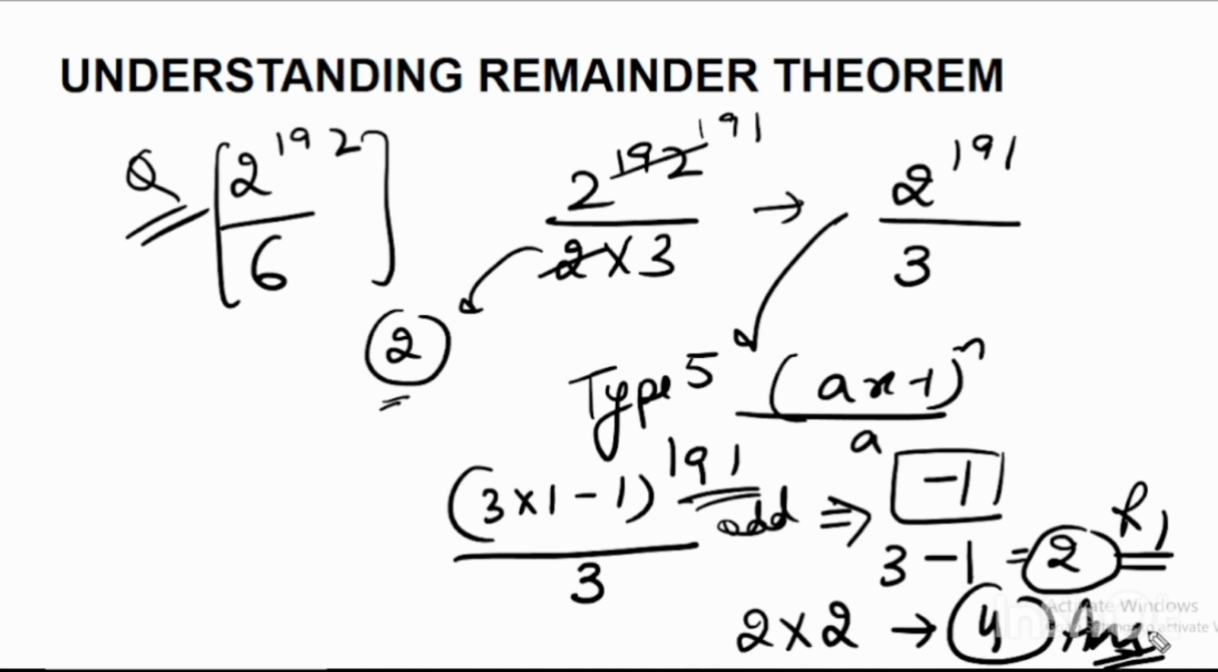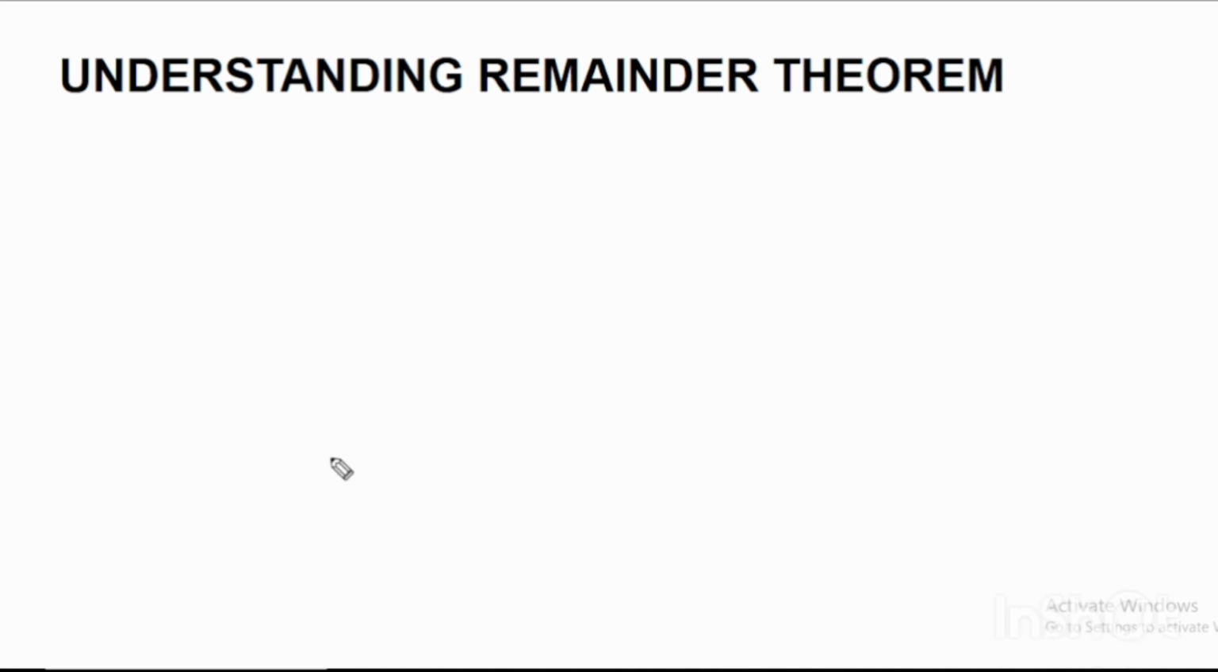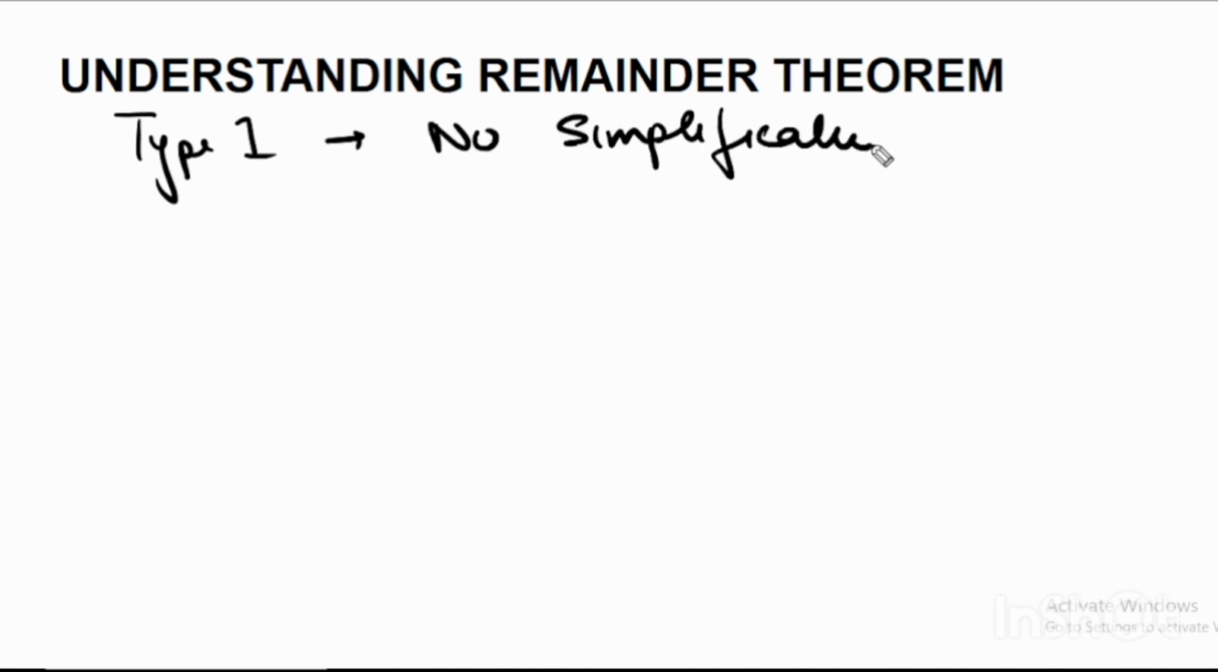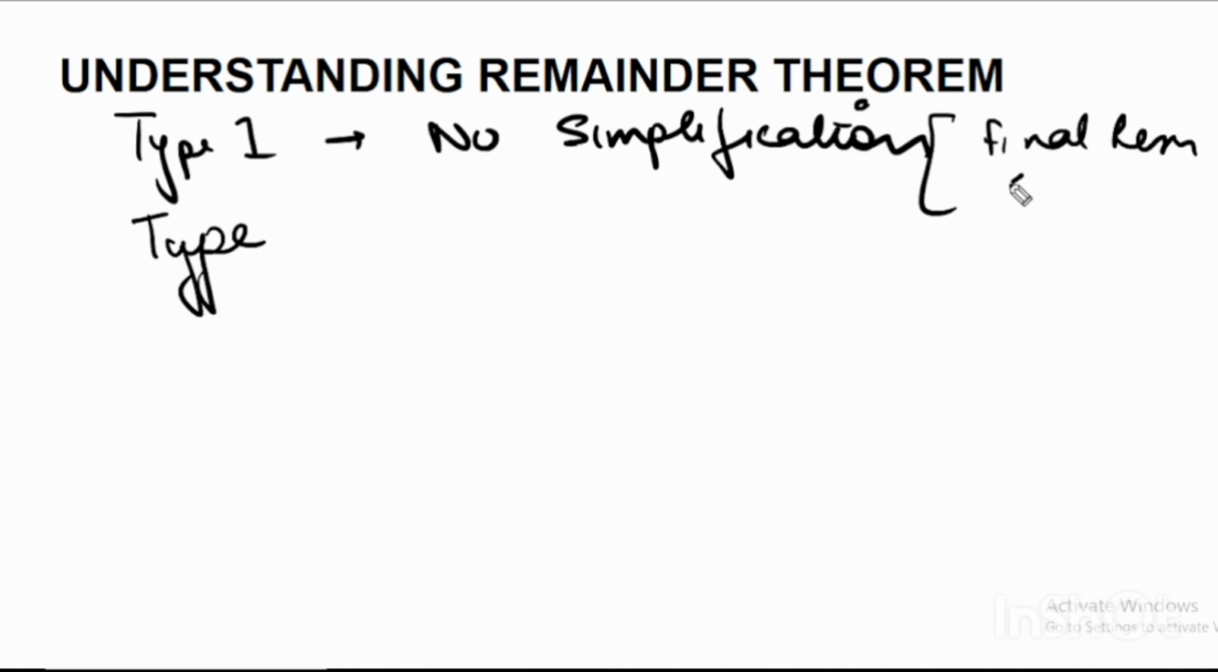They have discussed 5 types and all. Type 1, where there is no simplification, you have to follow the simple method. You have to break down your whole expression into small parts, find the remainders individually, and then find the answer. What you have to take care about is that your final remainder should always be less than your divisor. Otherwise you have to do it once again, so one more step will be added.